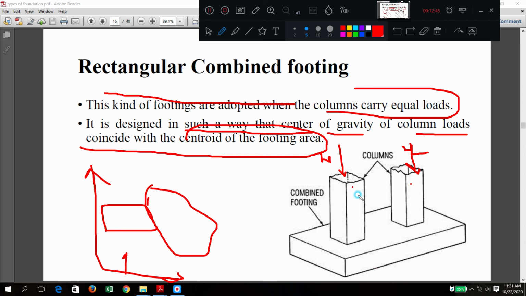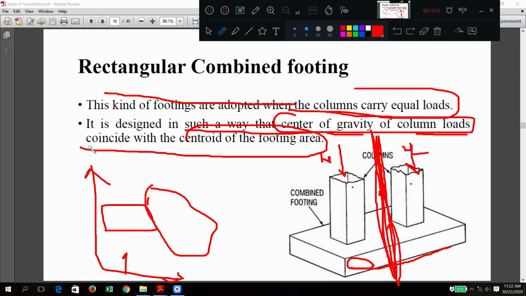When you take this column and this column, the CG lies on this vertical axis. When you calculate the center of gravity line of the two columns, it will fall in this line, in this plane. And when you take the common footing, its line also follows the same line as the CG of the columns. So what have they written? The center of gravity of the column loads coincides with the center of the footing area, and the plan is a rectangle. Why? Because W1 and W2 are the same.